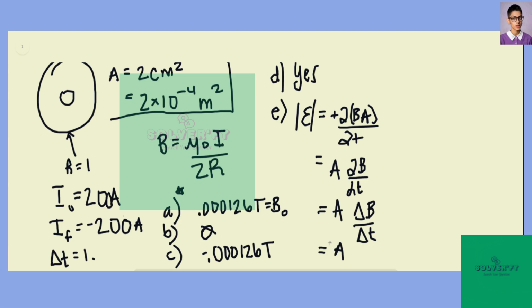So A times the change in B over the change in T. The change in B is equal to the original B times 2, because it goes from plus its value to minus its value. I'm going to call that B naught. So then it's just 2A B naught divided by delta T. When I evaluated that, I obtained 5.04 times 10 to the minus 8 volts.